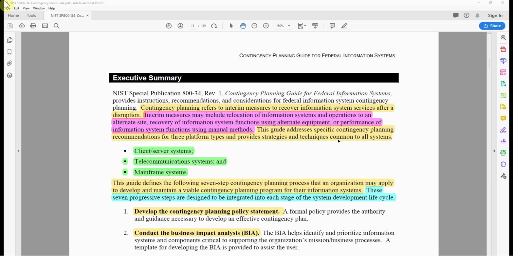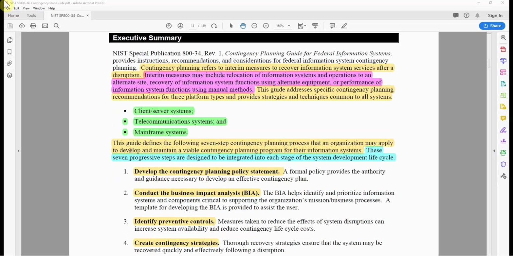This guide addresses specific contingency planning recommendations for three platform types and provides strategies and techniques common to all systems. So we're going to be looking at the client-server systems, the telecommunication systems, and the mainframe systems. Moving forward, it says, this guide defines the following 7-step contingency planning process that an organization may apply to develop and maintain a viable contingency planning program for their information systems. These 7 progressive steps are designed to be integrated into each stage of the system development life cycle.